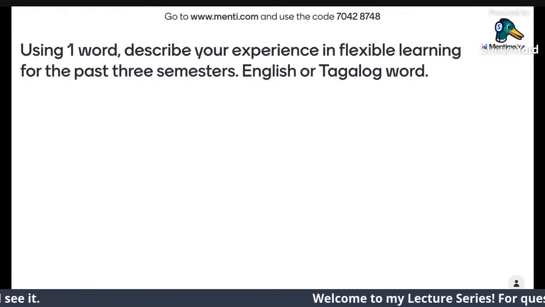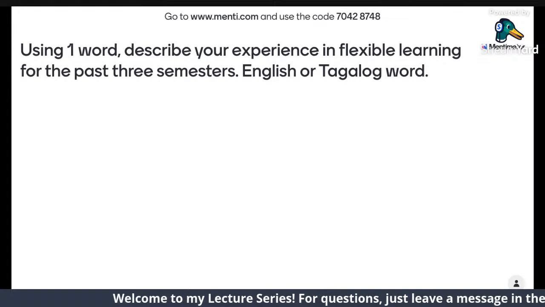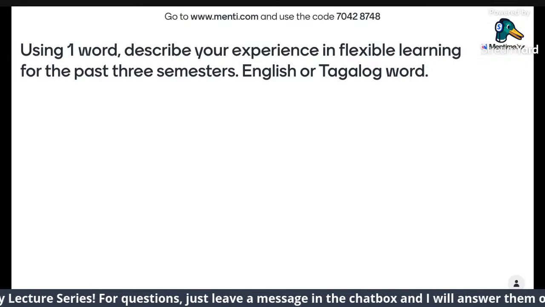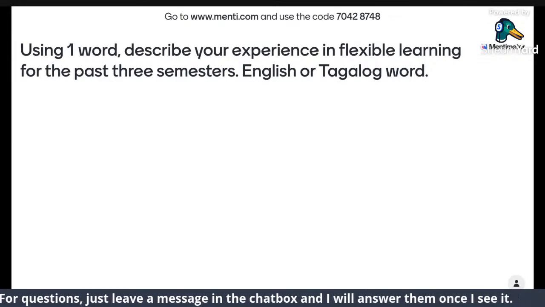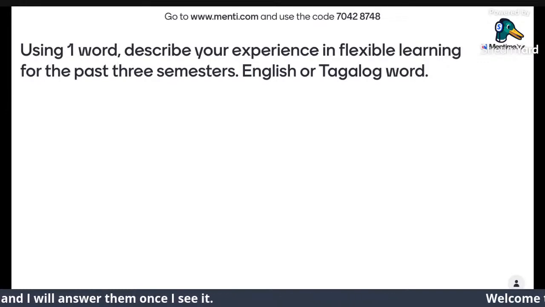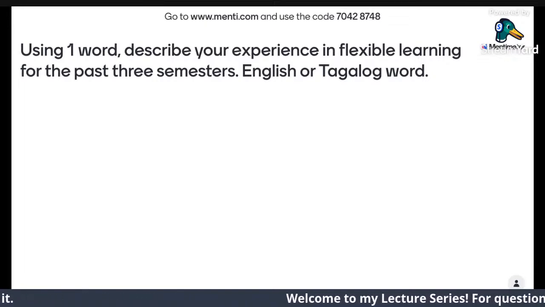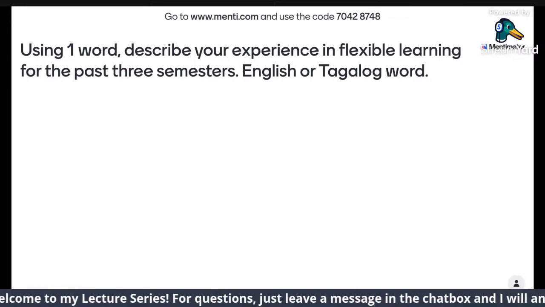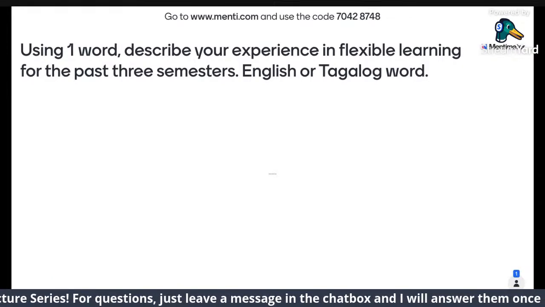Right, so I'm trying to type. So there you go. Go to www.menti.com and key in the code 70428748. Right, so those are the codes which you may use.